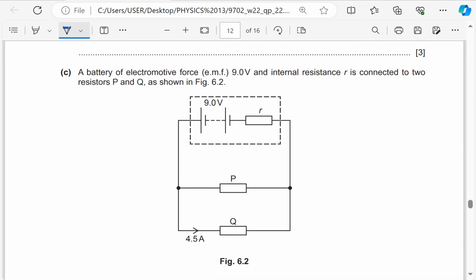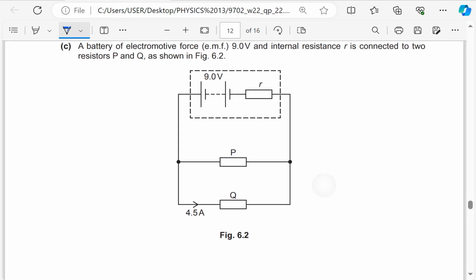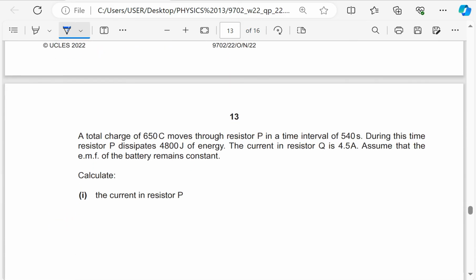A battery of EMF 9 volts and internal resistance R is connected to two resistors P and Q as shown in the figure here. A total charge of 650 coulombs moves through resistor P in a time interval of 540 seconds. During this time, resistor P dissipates 4,800 joules of energy. The current in resistor Q is 4.5 amperes. Assume that the EMF of the battery remains constant. Calculate the current in resistor P.